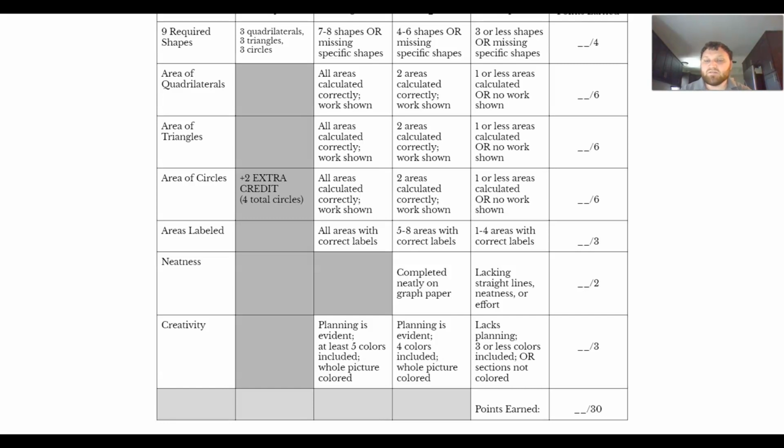Neatness, worth 2 points. Completely needed on graph paper. Make sure it has straight lines, okay, and we see that you put some effort into your drawing. Creativity, planning is evident, at least 5 colors included, and your whole picture is colored. That is worth 3 points. To have future reference of this rubric, this is also located in Schoology, which we'll show you here in a little bit.